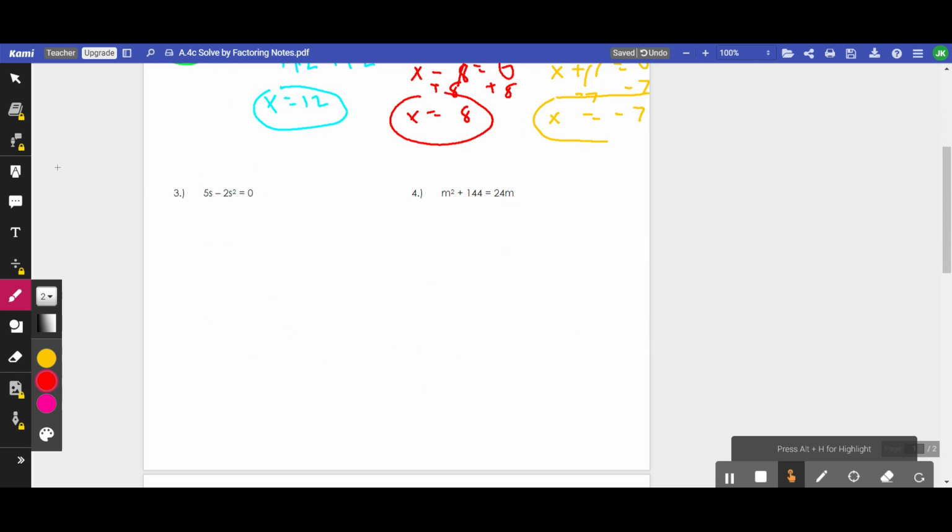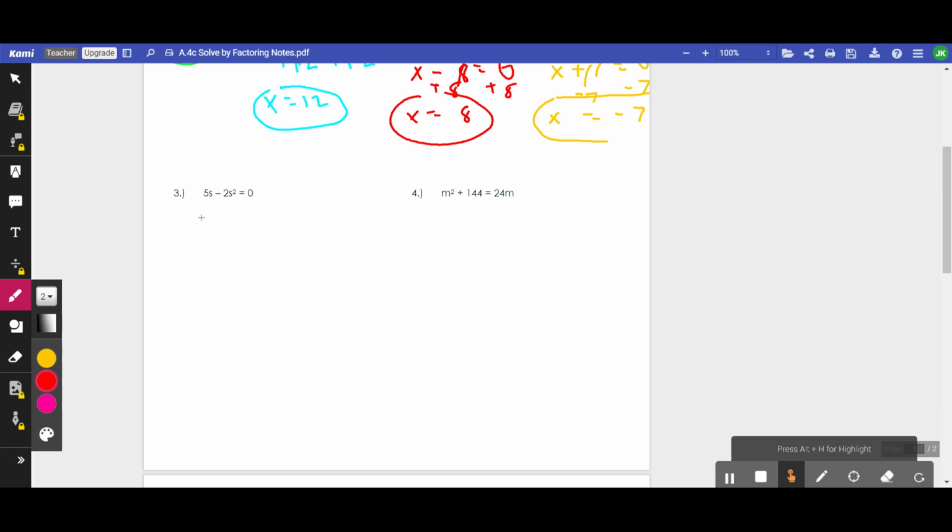And then for the next ones, remember all your terms have to be on the same side. So you have 0 there, so that's good. You have two terms here. If you only have two terms, so it's not like a trinomial, it's not like the one we just did. You can't do a times c here. So if you have two terms, sometimes you can factor out a GCF, and sometimes it'll be a difference of squares. So for this one, you have 5s and then -2s squared. The 5s is not a perfect square, and the 2 isn't either. S squared is. So I'd see if there's a GCF you can factor out from each of these two terms.